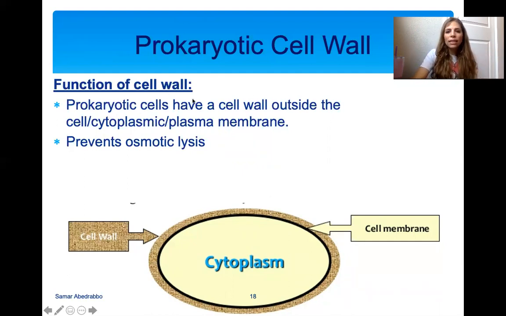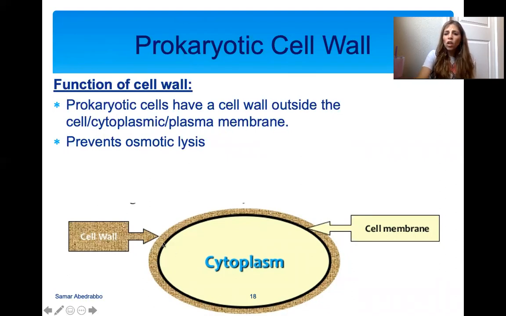So prokaryotic cells have a cell wall outside the cell, or cytoplasmic or plasma membrane, and the function of the cell wall is to prevent osmotic lysis, because we were just talking about osmotic pressure. It's for protection. That's why the cell wall is present. So if you are a bacterium and you have a cell wall, that means that you probably have more protection than a bacteria that doesn't have a cell wall.